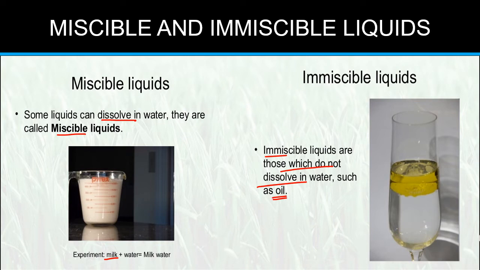When you dissolve water in milk, then you see a clear solution that is white in color. You cannot separate water and milk, but when you mix oil in water, you can see that oil does not mix with water, but it forms a layer over it, which means oil is not completely dissolved in water. Therefore, milk is a miscible liquid, whereas oil is an immiscible liquid.